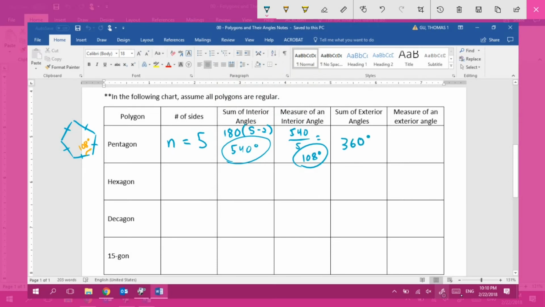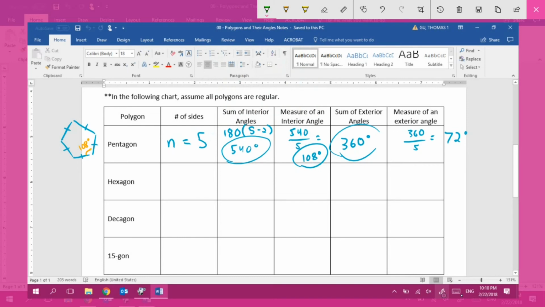Now, the sum of the exterior angles, this never changes. It's always 360 degrees. And lastly, the measure of an exterior angle in a regular polygon. You're just going to take 360 and divide it by n. So what's that going to be? What is n here? It's 5. So 360 divided by 5 is 72. So 72 degrees. And now look at our picture. Let's just make sure that's actually right.